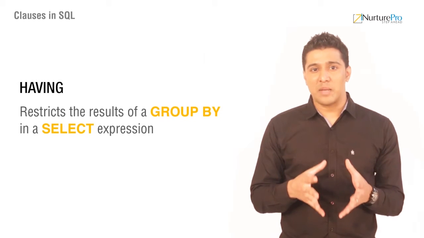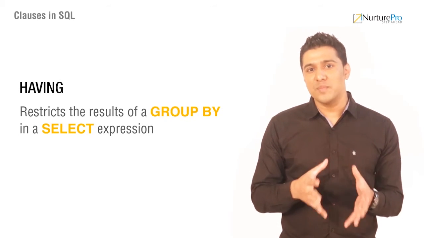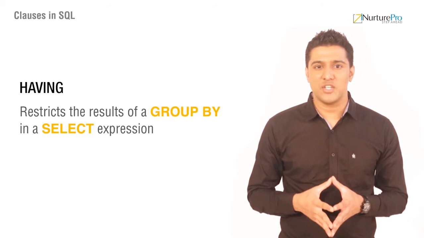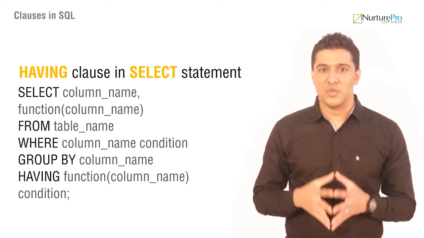The having clause enables you to specify conditions that filter the results of a group by clause in a select expression. The having clause was added to SQL because the where keyword could not be used with aggregate functions. The syntax for having clause using select statement is shown on screen.